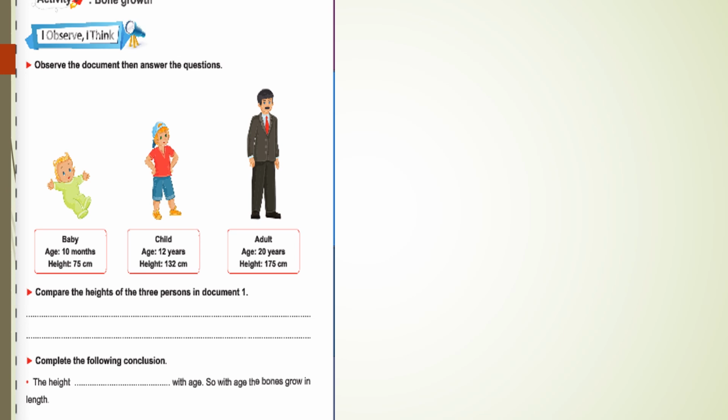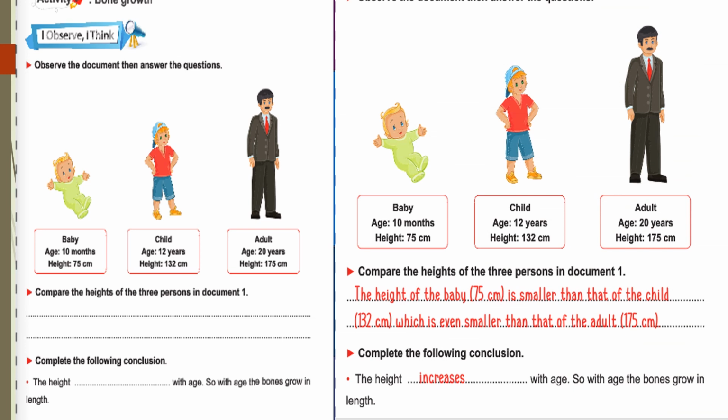Complete the following conclusion down. The height. What will happen to the height with age? Does it become bigger or smaller? Of course, the height becomes bigger with age, but instead of becomes bigger, we'll write the word increases. Increases means becomes bigger. So the height increases with age. So with age, the bones grow in length. These are the answers. Please pause the video and copy the answers on your books.